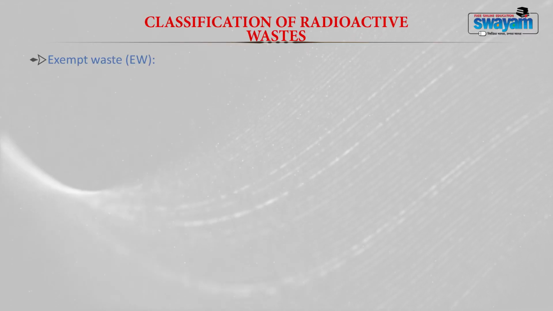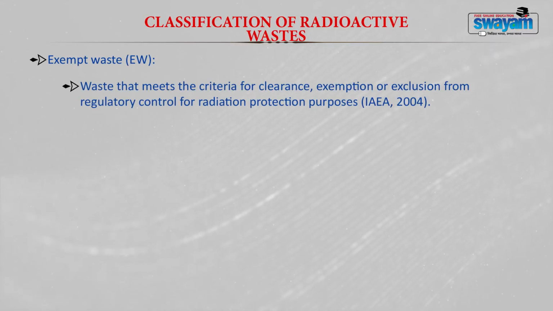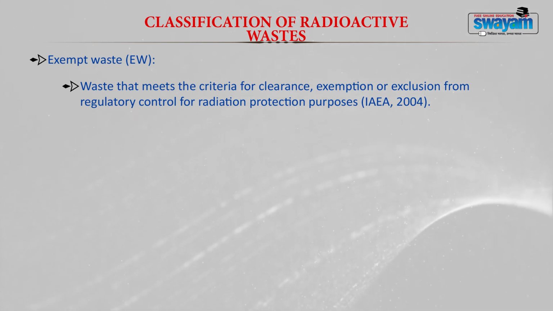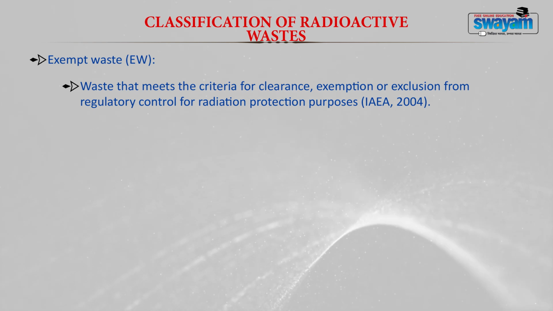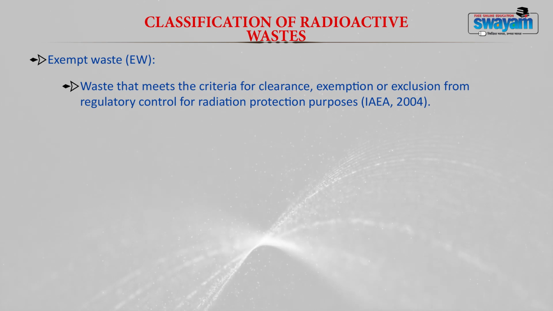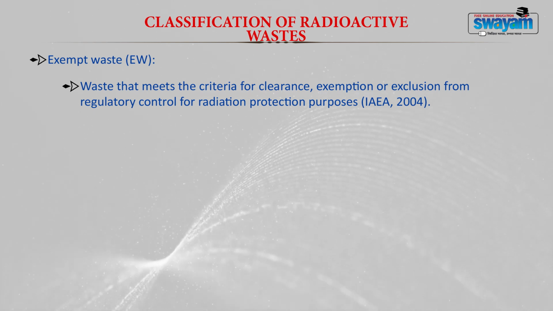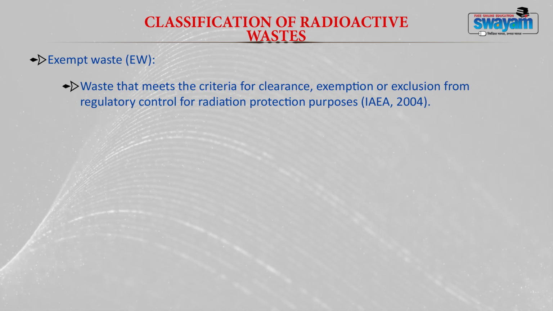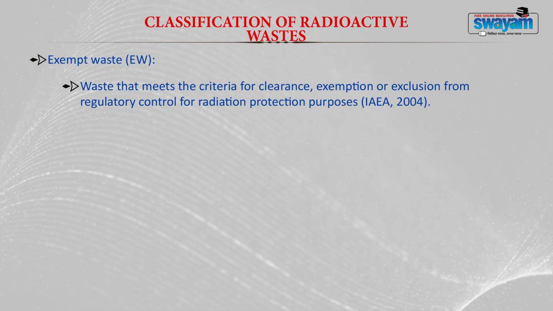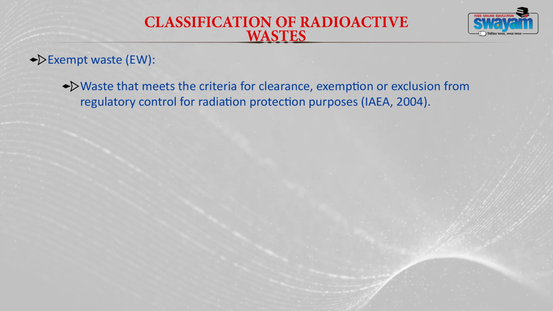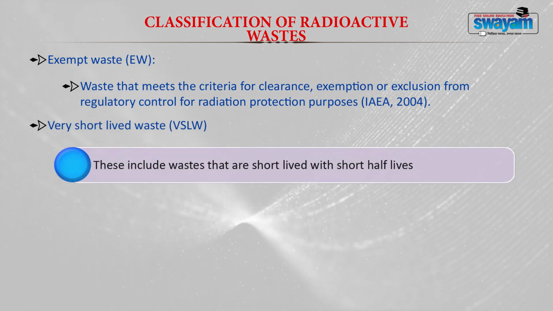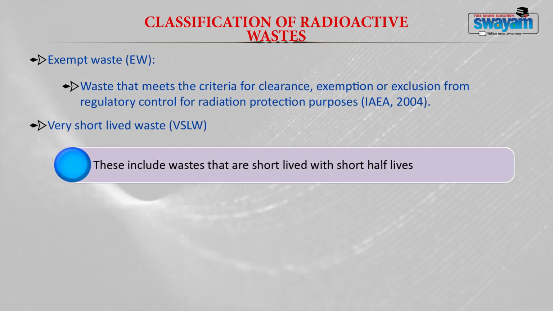First one is exempt waste. Waste that meets the criteria for clearance, exemption or exclusion from regulatory control for radiation protection purposes is called exempt waste. This definition was given by IAEA, the International Atomic Energy Agency, in 2004. Second category is very short lived waste, sometimes written as VSLW.